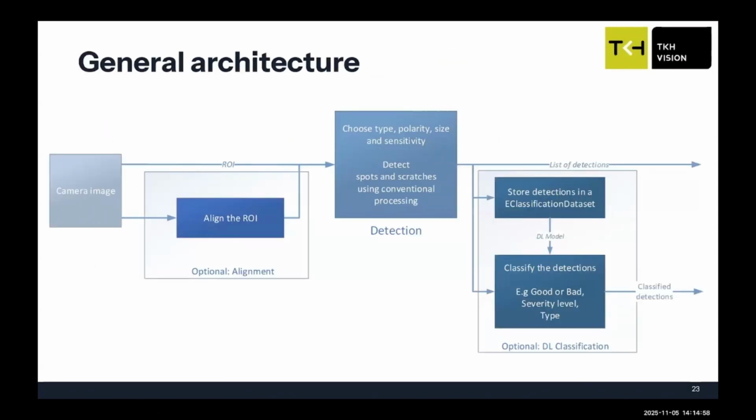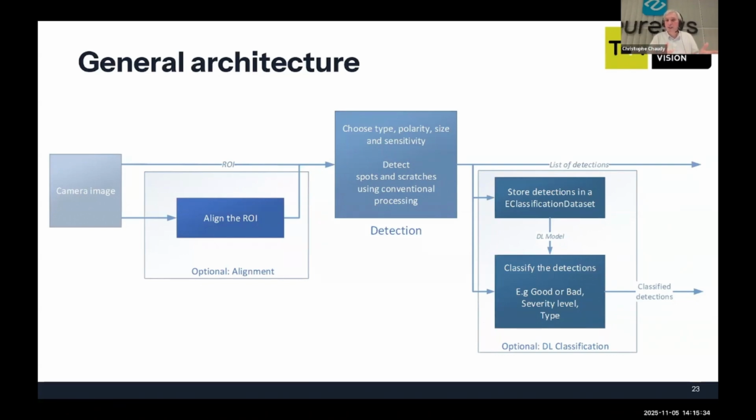So how it works in general. First, from the camera image, we can perform here the alignment of the region of interest. So it's searching in the image where are your parts. Then the detection of the defect itself happens here. You choose the defect by setting attributes. What is the type? What is the polarity? Polarity means, is it black over white or white over black? The size and the sensitivity of the detection.